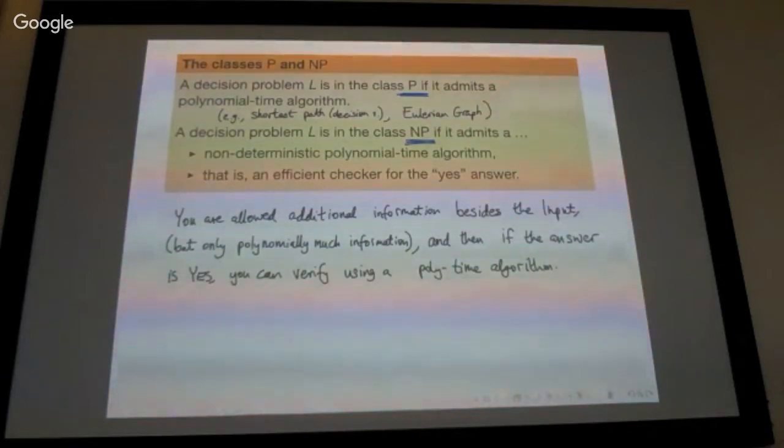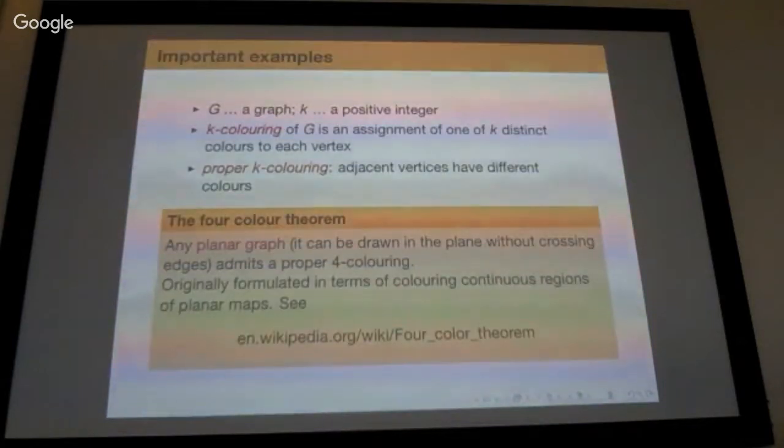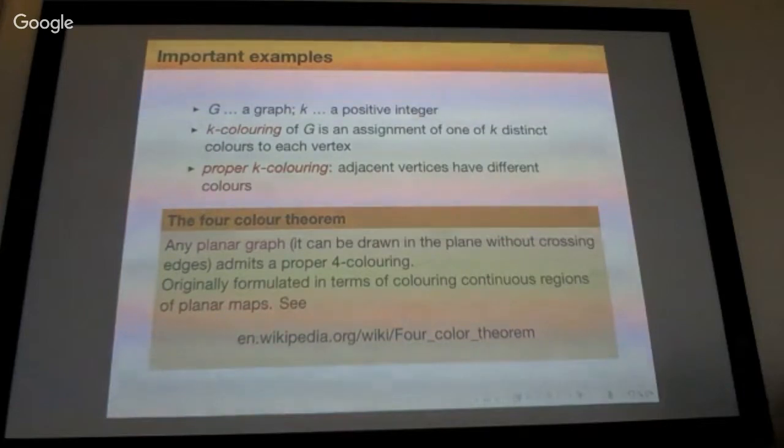The question has to be something like, in this case: is it possible to color this map with 4 colors, or using no more than 4 colors? So that's the setting, and you can see that this coloring problem is in NP, because if the coloring exists, then I can show it to you, and it's easy to check that it actually is a coloring.